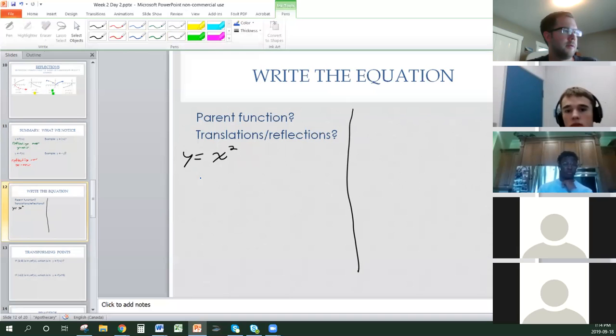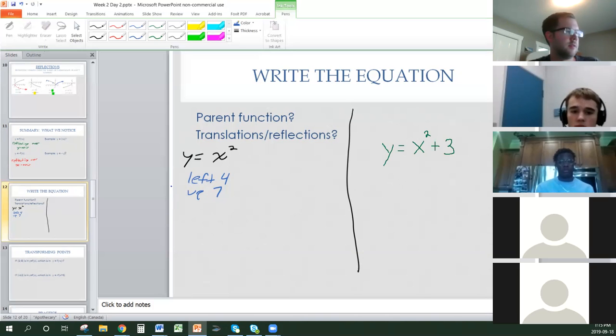Then it'll go over to the left 4 and up 7. And what about a reflection? So like which way it's going to reflect? Over the x-axis or over the y-axis? Over the x-axis.